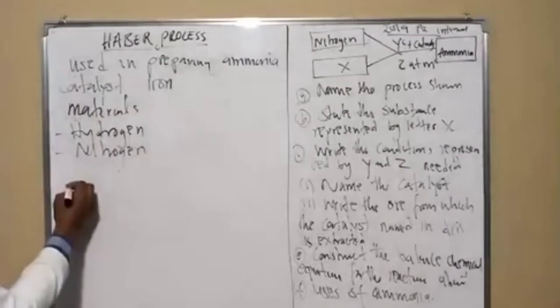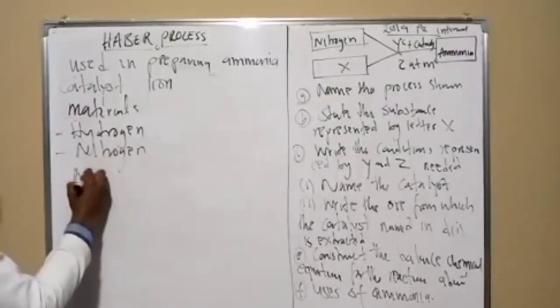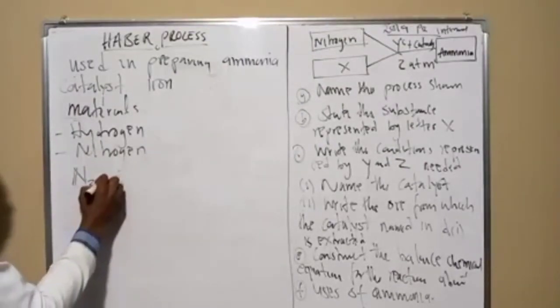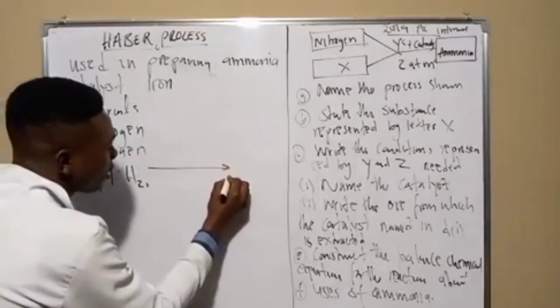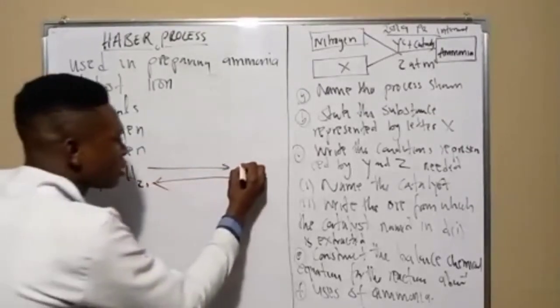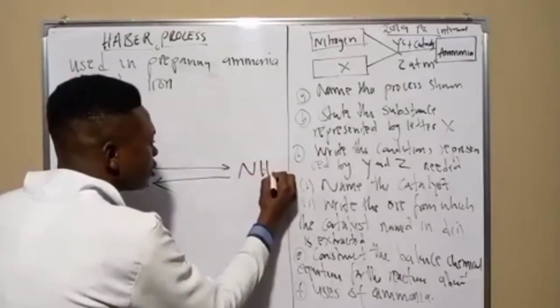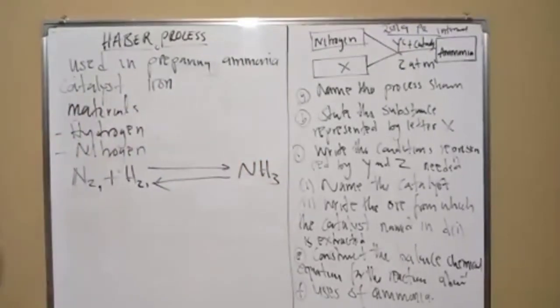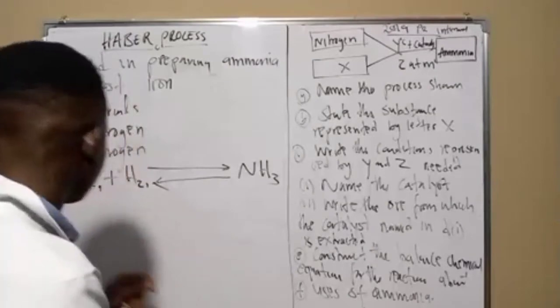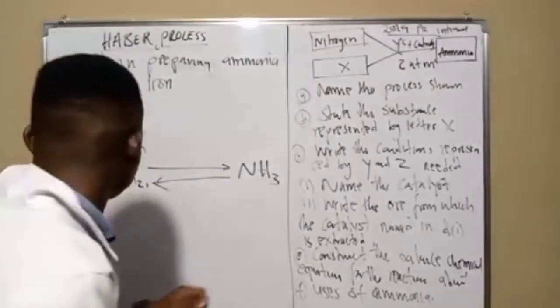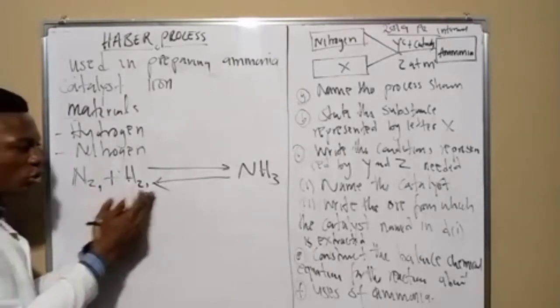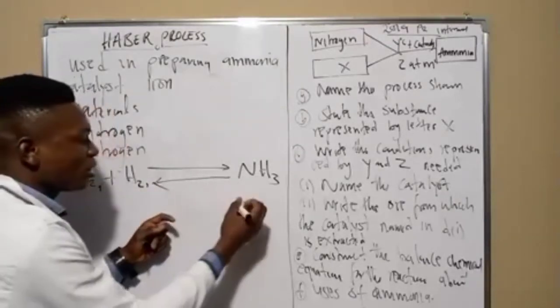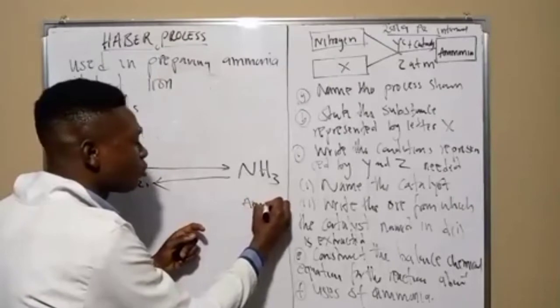So the chemical reaction is that nitrogen gas will react with hydrogen. This is a reversible reaction to produce NH3. Okay, so this is a chemical reaction. I want you to pay attention. Nitrogen will react with hydrogen to produce ammonia. So this is the ammonia that has been produced.